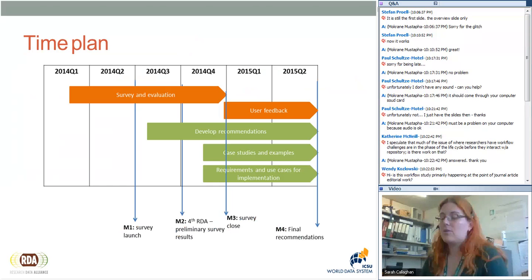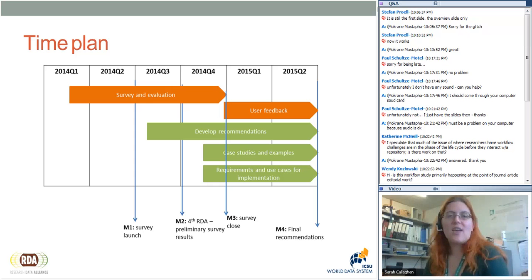So just a quick look at the time plan for the working group. We've hit milestone 2, which is the fourth RDA plenary, where we presented the preliminary survey results to the working group. We're going to keep the survey open for a little while longer, so again, please do go and fill it in if you're interested.